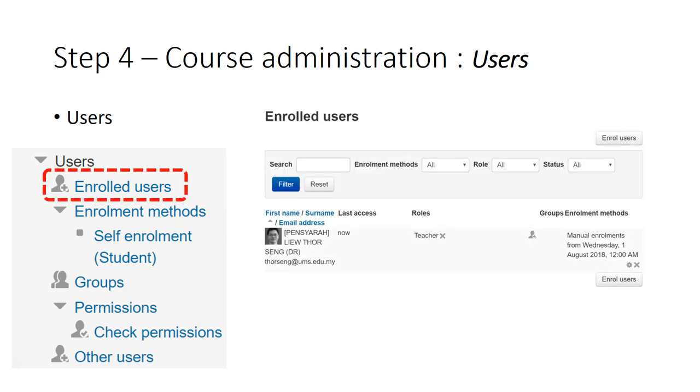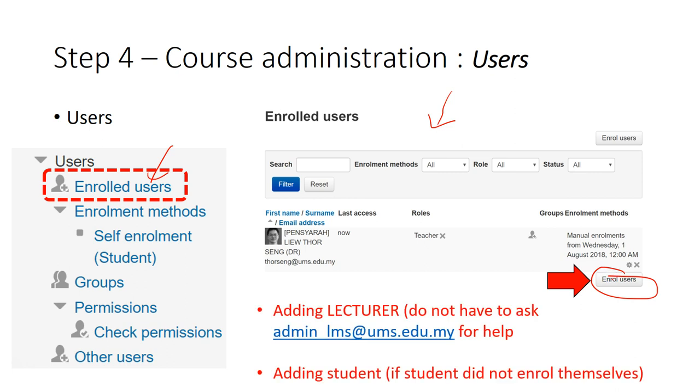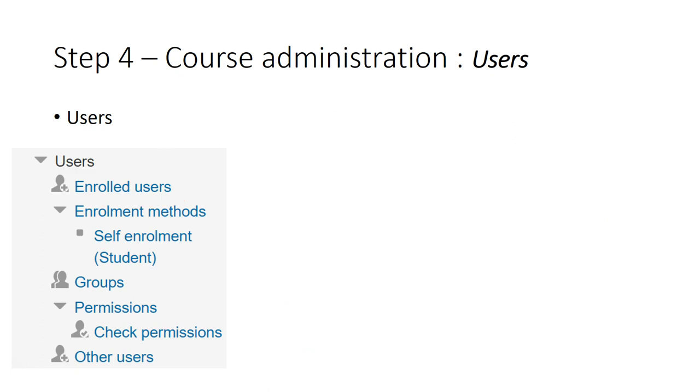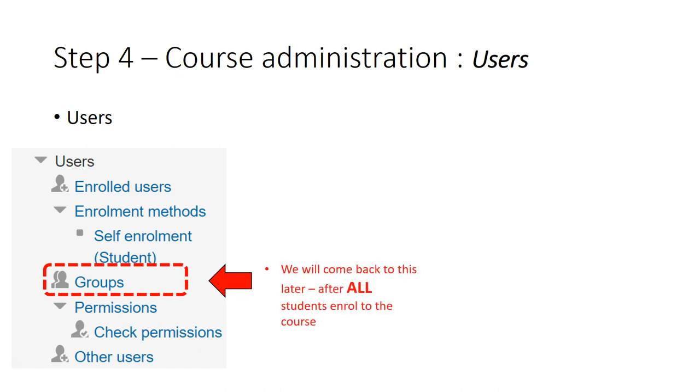So when you click enroll user, okay, so you can see this window. Okay, just click on this, you will see this. And the next thing you have to do is to click enroll user. Okay. So you can add the lecturers. So you don't have to email the admin anymore, so you can do it yourself. And you should also add students, if there are some students still missing after 1 or 2 weeks the semester has started. So the group will be discussed in the next module.